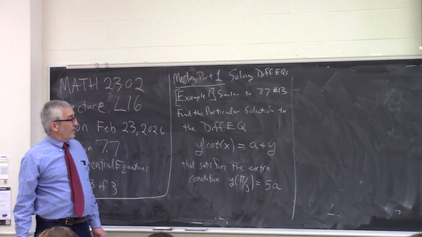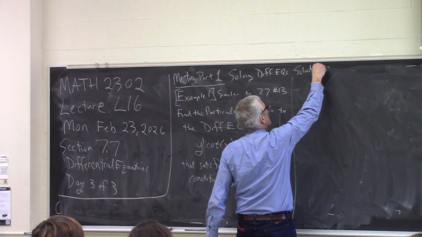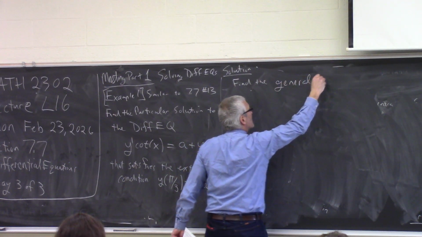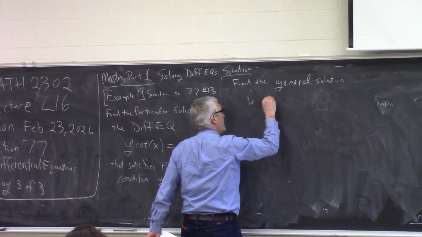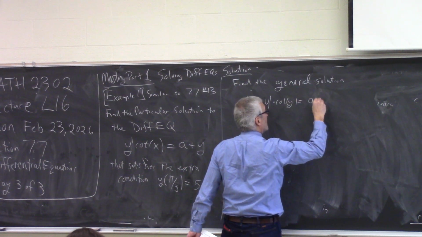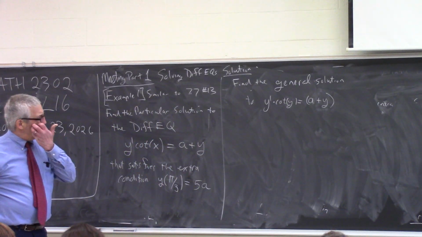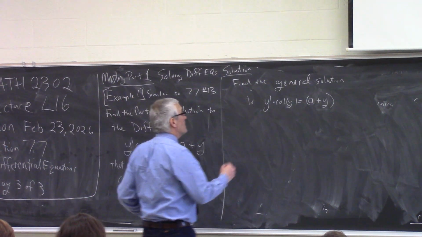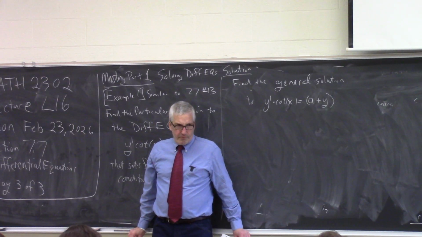So we start by finding the general solution to this differential equation, y prime cotangent y equals a plus y. Now, before we do any work here, can anybody, yeah? Is that cotangent of y or cotangent of x? Thanks. Can anybody think of any constant solutions?